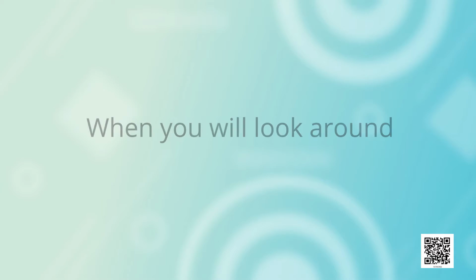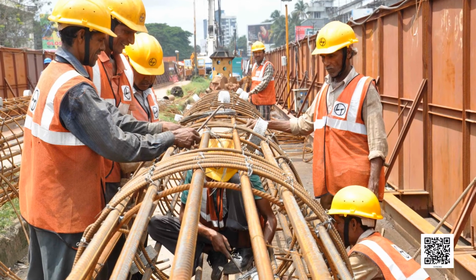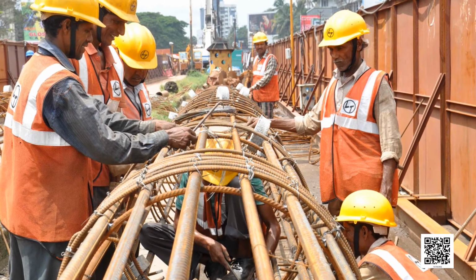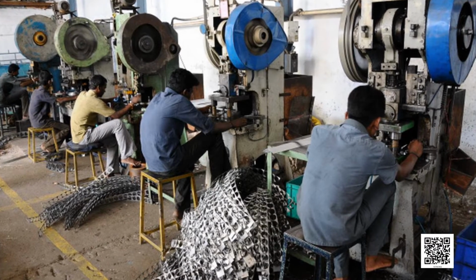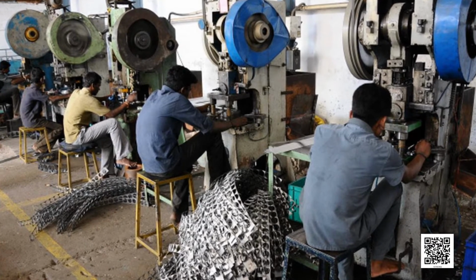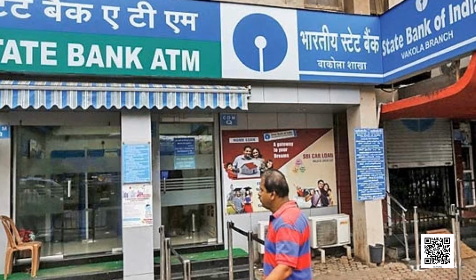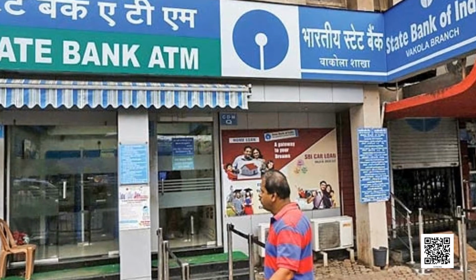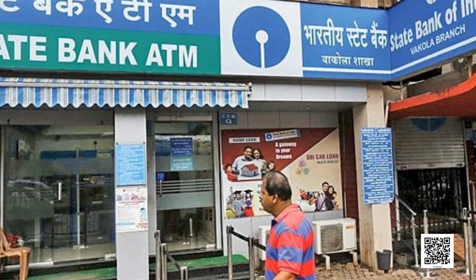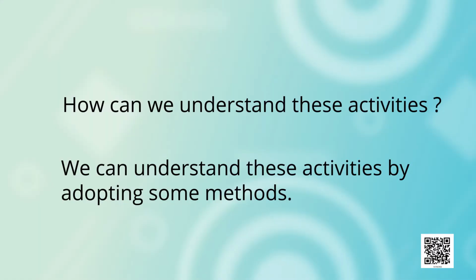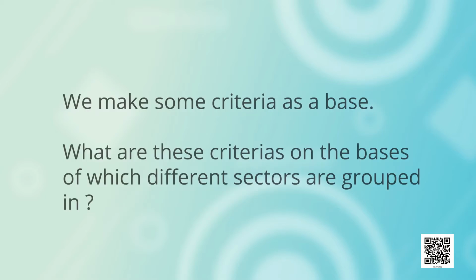So, dear children, when you look around and see people working, you will find them engaged in various economic activities. Out of these, some activities are of goods production and some others are producing services. These activities are happening and they keep on happening around us. How do we understand these activities? To understand these activities, we need to study them by adopting some methods. We make some criteria as a base. So, what are these criteria on the basis of which different sectors are grouped?